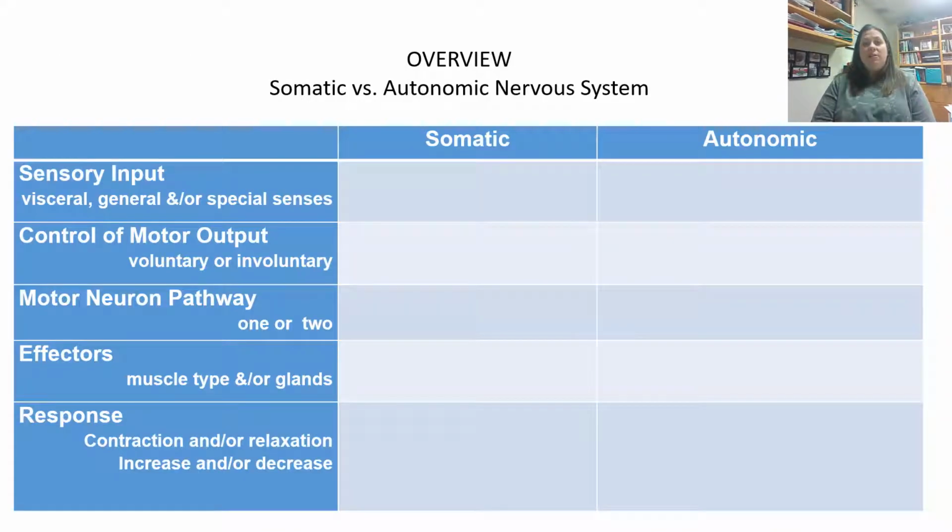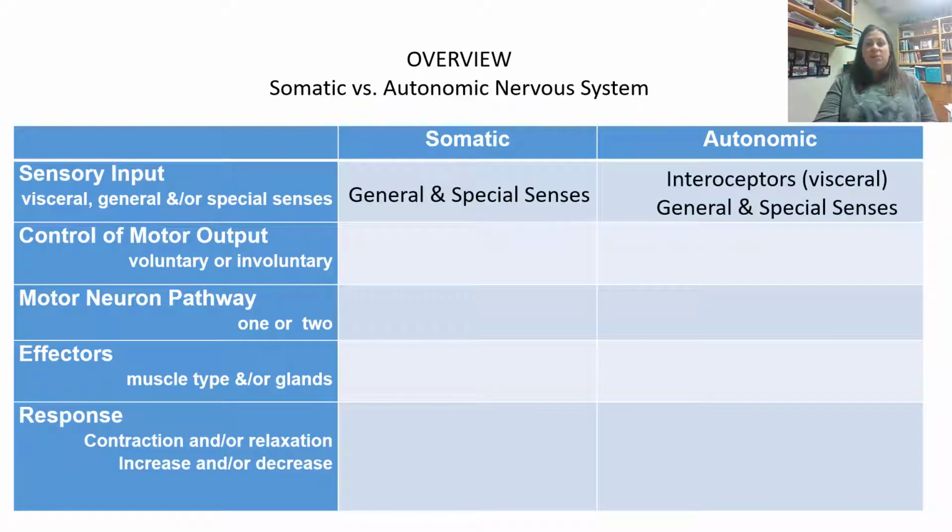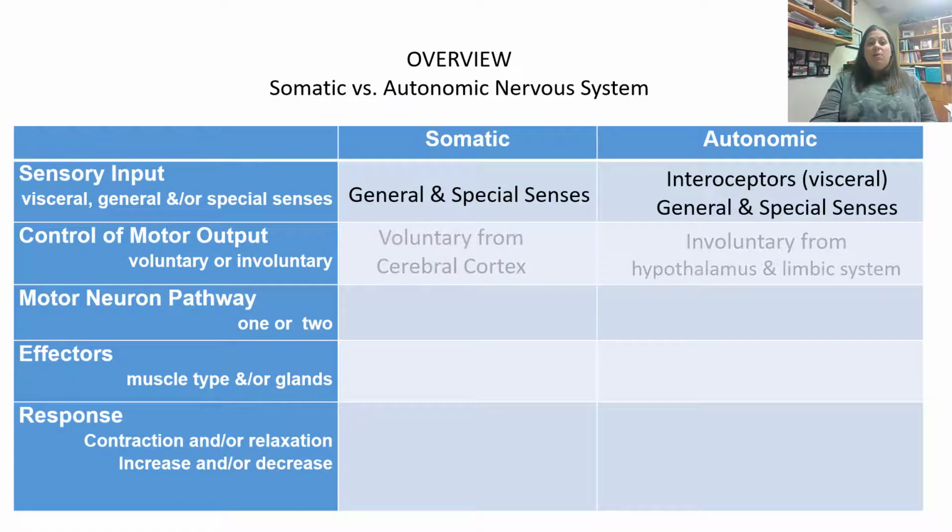So let's do a little overview of the somatic versus the autonomic nervous system. The somatic brings general and special senses, and the autonomic gets general and special senses as well, but it's different in that it gets information from the interoceptors, which are the visceral or organ receptors. The somatic nervous system has voluntary control from your cerebral cortex, whereas the autonomic has involuntary control, coming from the hypothalamus and limbic system in your brain.